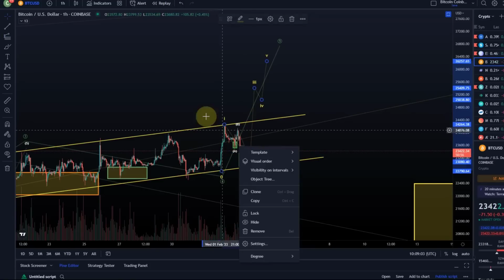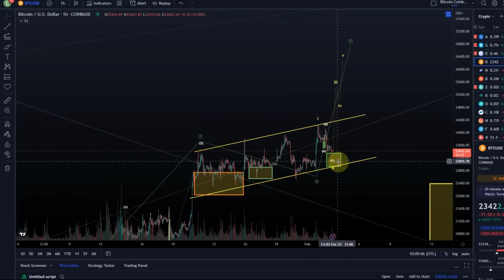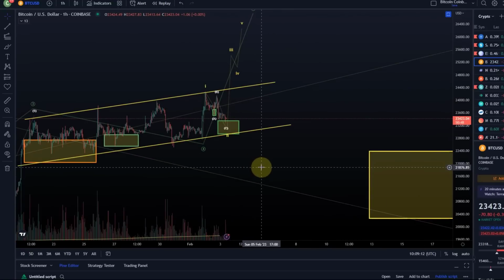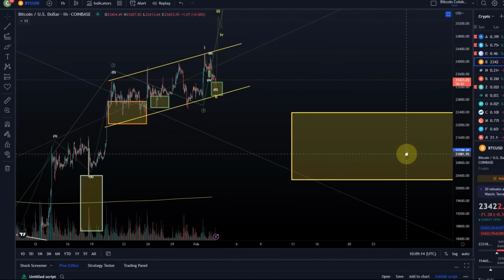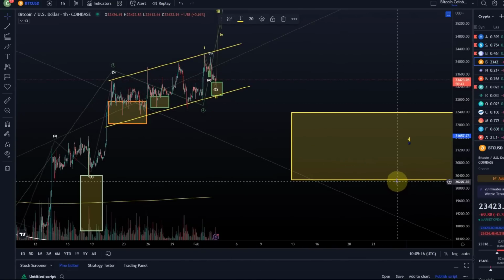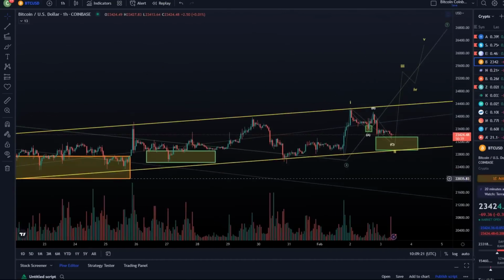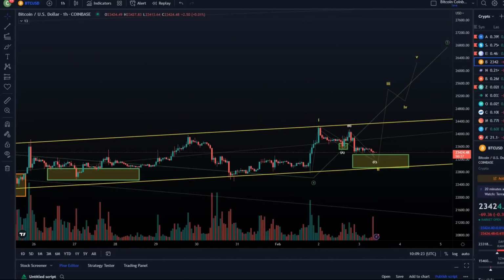That's still possible, but the condition is that we're holding this support area and then break out of the channel to the upside. That's what I'm watching, and very simply, if we lose the box, then I will assume first that we are in the yellow wave 4. And I will have to see if we hold wave 4 support. But other than that, not much to add here to the last video on the micro level.